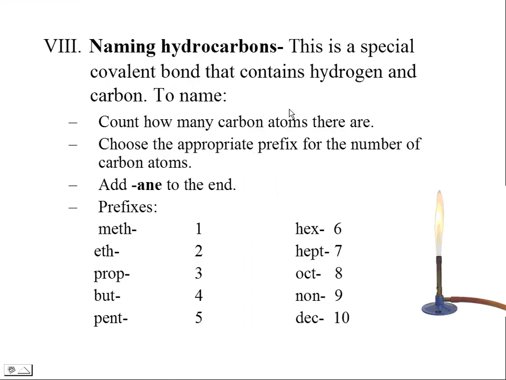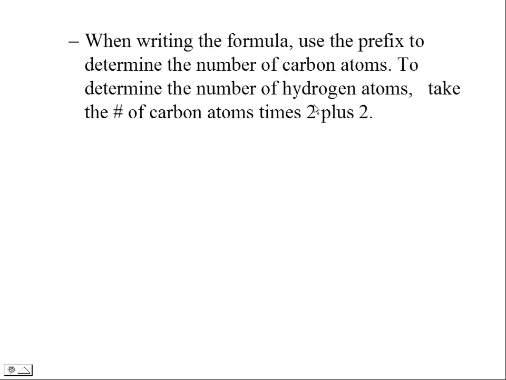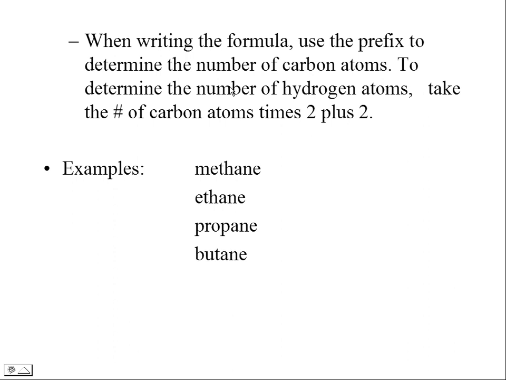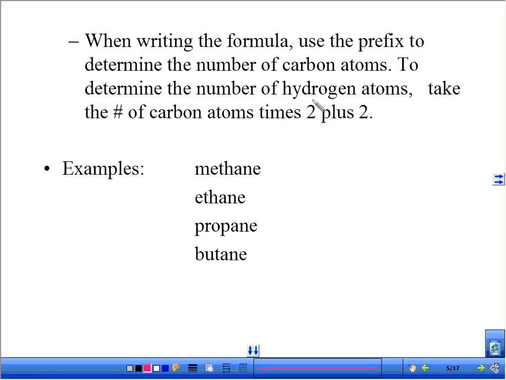That is a picture of methane gas on a Bunsen burner, which is the gas that's in the Bunsen burners. This is the way we write the formula for hydrocarbons. In order to figure out how many carbons there are, you look at the prefix. In order to figure out how many hydrogens, you take your number of carbon atoms times 2 and you add 2. So it's times 2 plus 2.